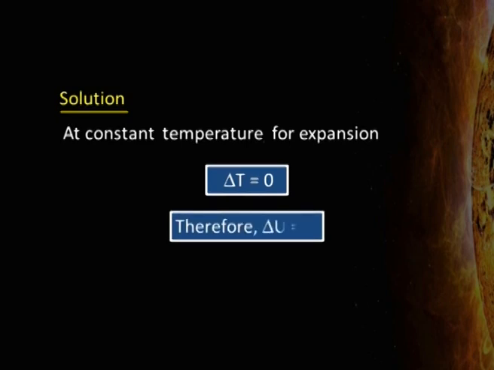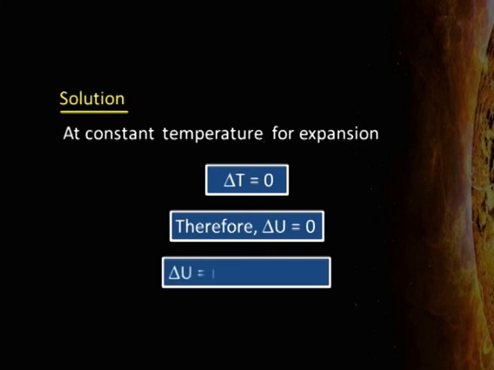At constant temperature, for expansion, delta T is equal to 0. Therefore, delta U, that is change in internal energy, is also equal to 0. We also know that delta U is equal to nCv into delta T, which is equal to 0. Here, value of n is equal to 1.